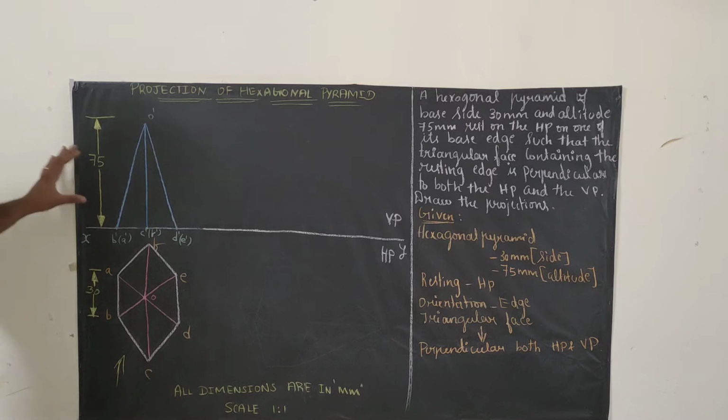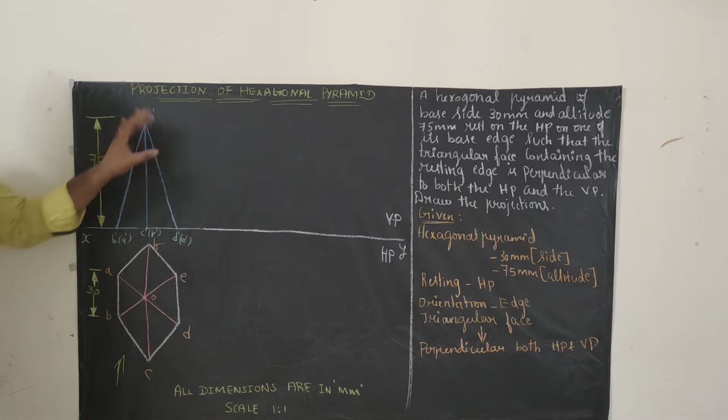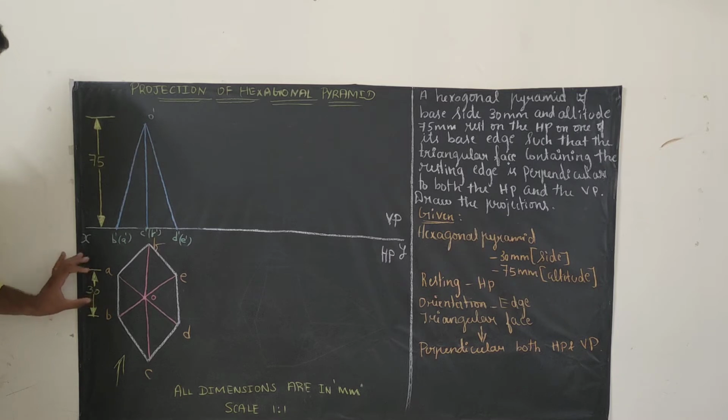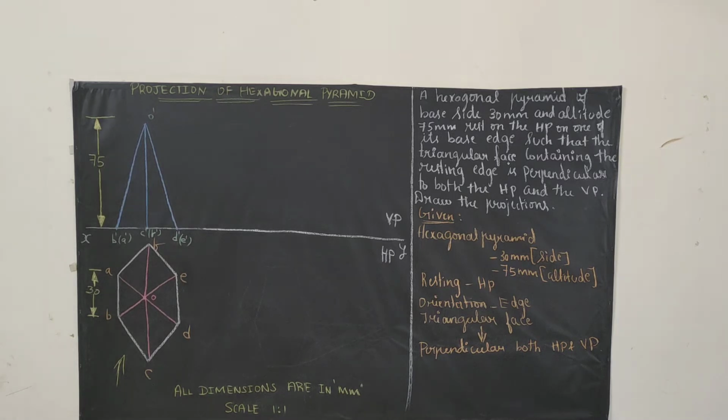So right now we have completed the front view and top view. Dimensioning part I will tell later on. I just dimension here for your reference. 75 mm is the height, that is from this point to O dash is 75 mm, and base is 30. So when you start drawing the diagram, you should keep the base as 30 and complete the hexagon. So we have completed the front view and top view of the hexagonal pyramid.